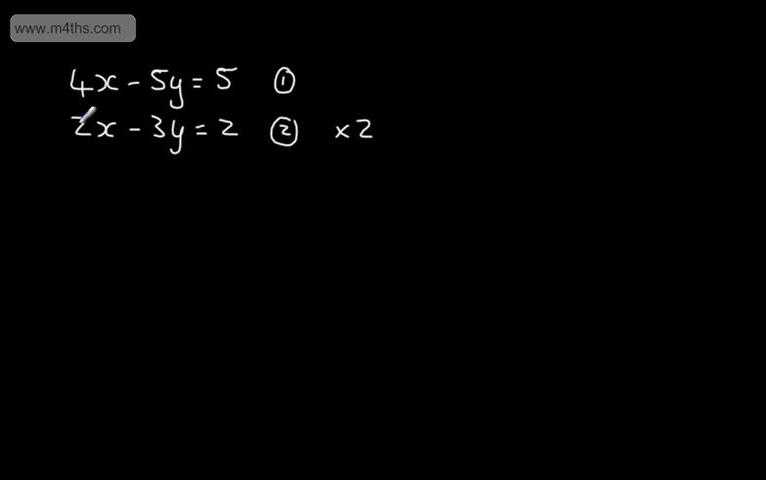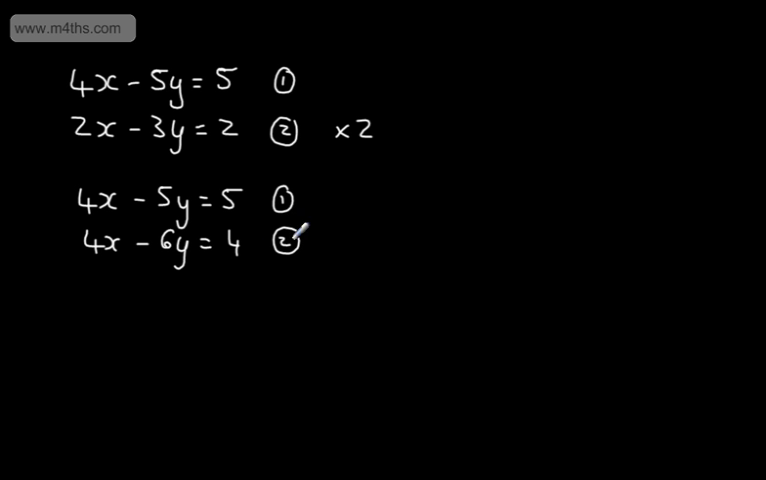So what I'm going to have when I do that, equation 1 remains as it is. We have 4x minus 5y is equal to 5. We don't do anything with that one. And we simply multiply all of the terms in equation 2 by 2. So 4x minus 6y is equal to 4. And that becomes now equation 2.